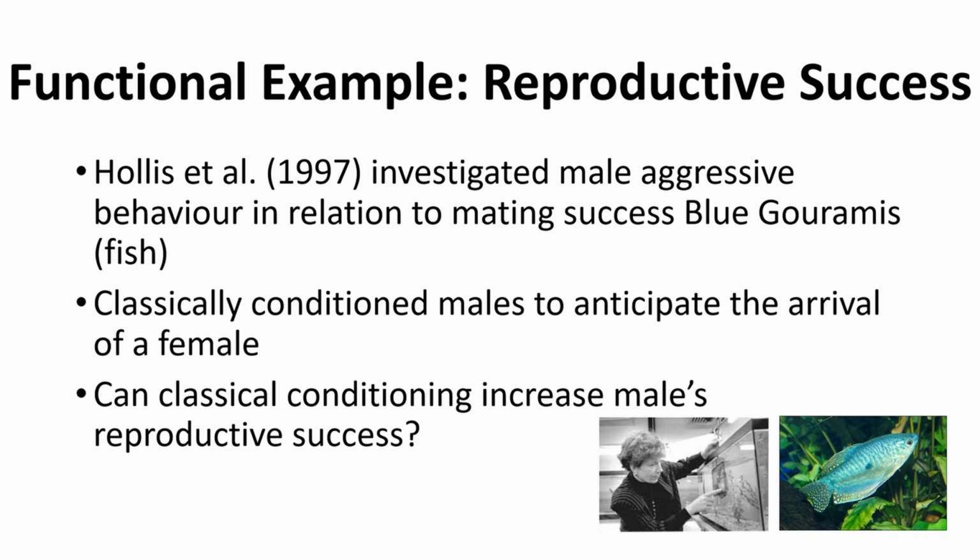A previous study from other labs had showed that males can learn to predict females through classical conditioning. So we know that they can be classically conditioned, and they can learn that a particular stimulus means that there is a female coming. So as a functional application, this study was looking at testing if males could increase their reproductive success through that classical conditioning mechanism. So we're looking at the function of classical conditioning and how it can change their reproductive success.